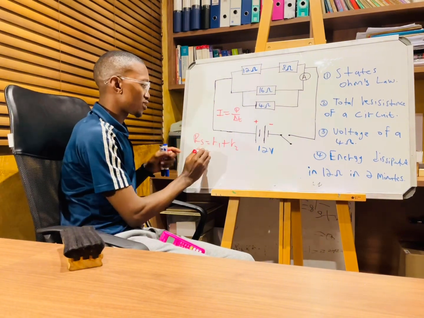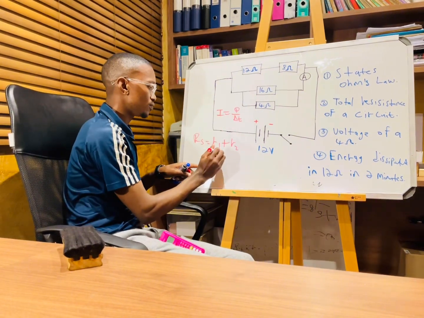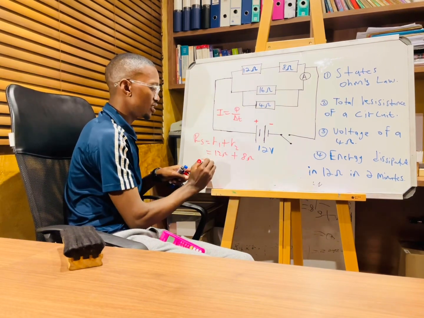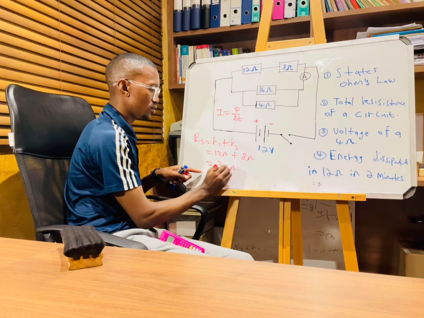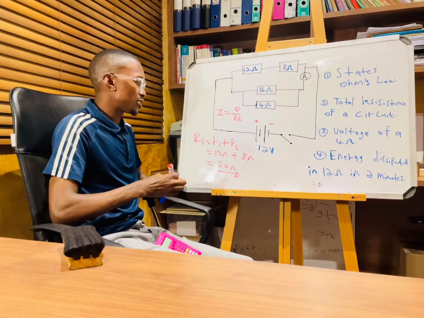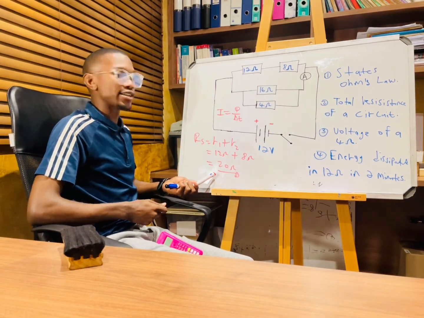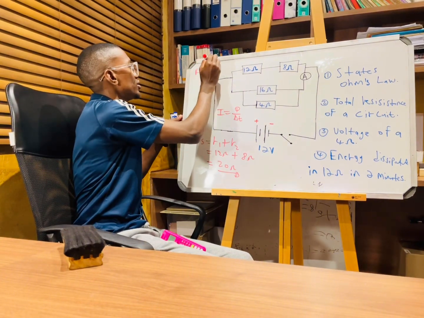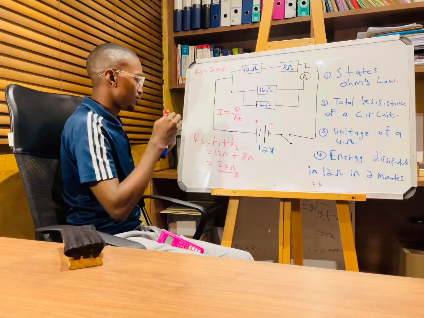Then now I substitute. My R1 is 12 ohm plus 8 ohm. Then I get how many? 20 ohms. So this is going to be my what? My RS. So I can write it here. My RS that I got was 20 ohms.